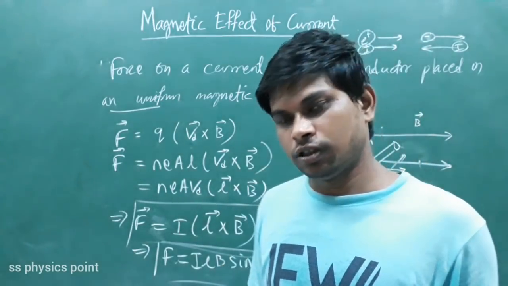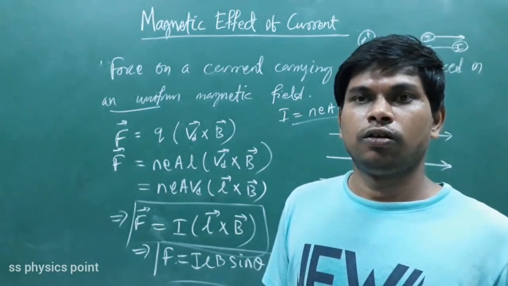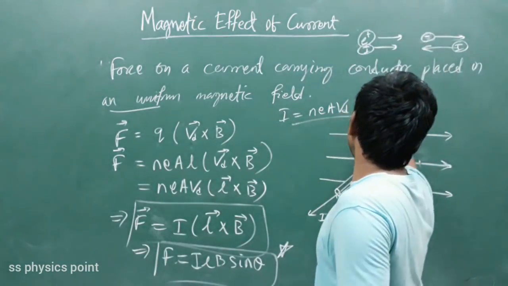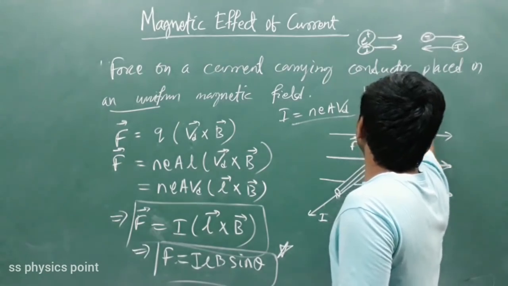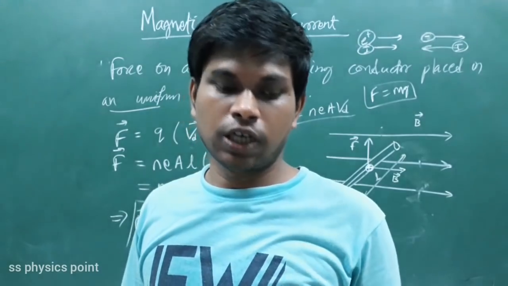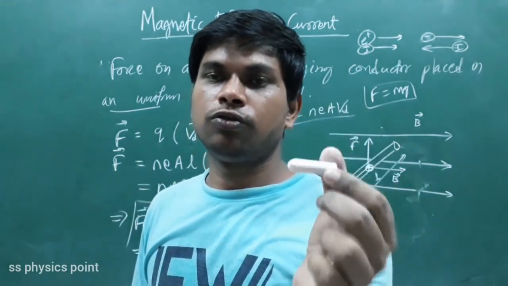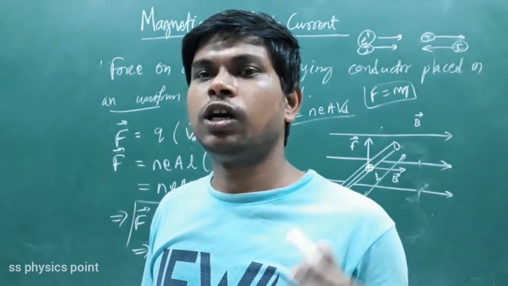The length they will also give. So how will you calculate it? At that time force equals mg. You can just equate so that it is balanced. Suppose the question asks to find the magnetic field to balance a conductor of 20 gram, or you can say 2 kg or 1 kg.